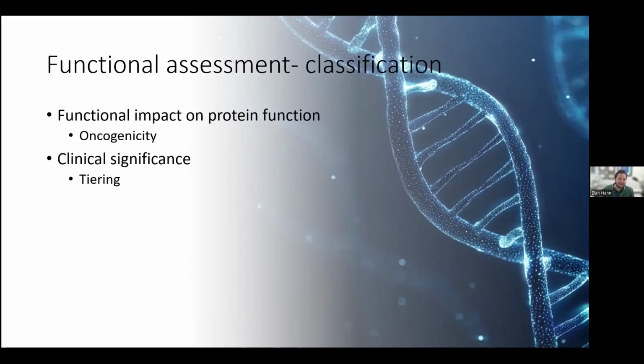So first is the functional assessment. Once we get done with our technical assessment and are moving on to our functional assessment, we could split it up into, I think, two large domains. One is the functional impact on protein function, so oncogenicity is how that's been described, and the other is clinical significance. And these are the tiering from the AMP-ASCO-CAP guidelines.